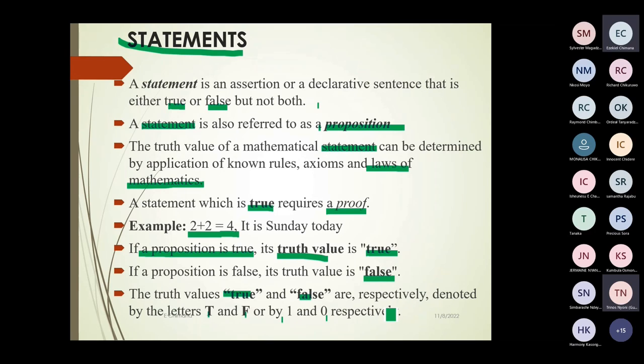So in our truth tables, you are going to see those T and F for true and for false. We are not going to use the 1s and 0s in this topic of propositional logic, in truth tables. I think we are going to use those 1s and 0s in Boolean logic, in Boolean algebra.